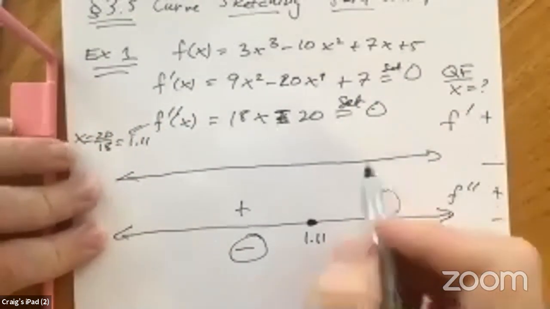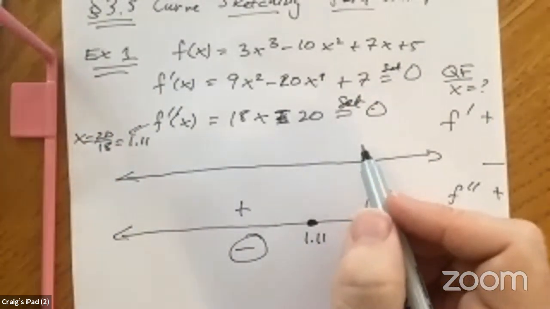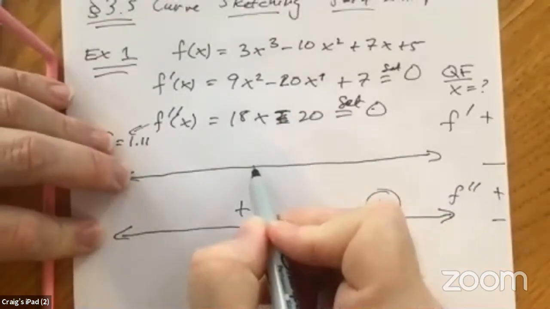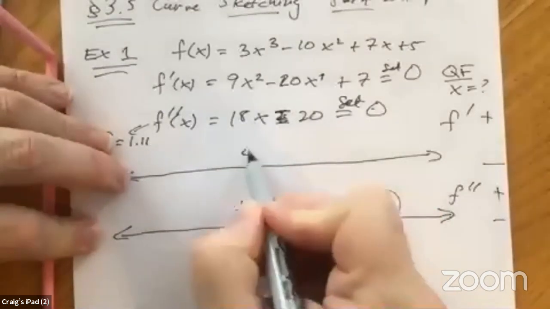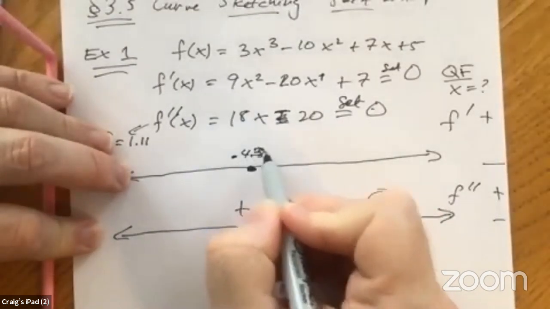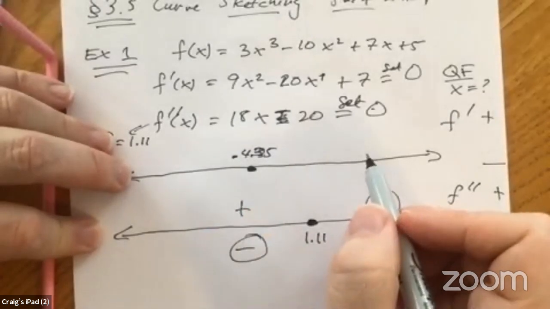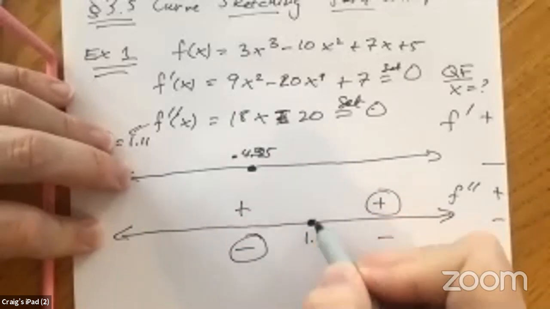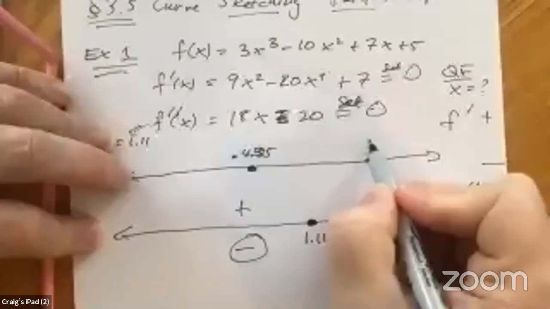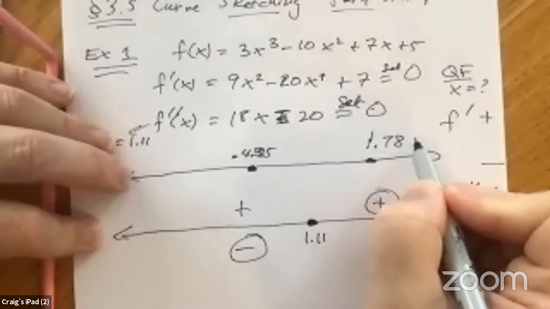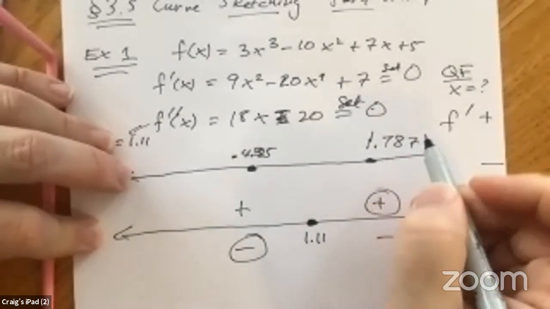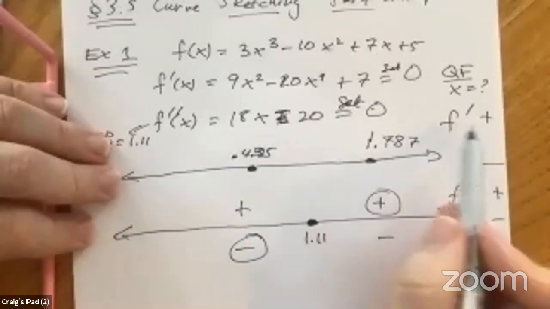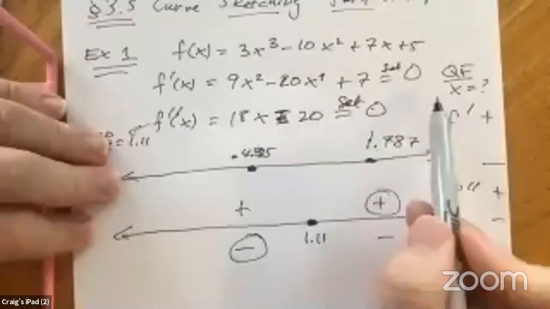And you're going to get out 2 different numbers. And the numbers you get, according to the book, let's see, I didn't bother to do it, are 0.435 and 1.784. So at 0.4, then there's this 1.11, then there's 1.787 maybe. Okay, and so these are where the first derivative is 0.